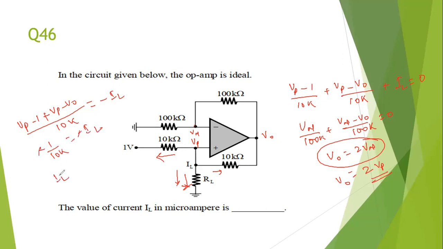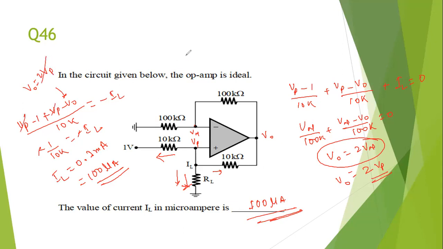So this IL is equal to 0.1 milliampere, and in microampere you can write 100 microampere. So the answer will be 100 microampere, which is the right answer. Why? Because V naught equals twice of Vp, and this twice of Vp cancels out. This is your right answer. Now come to the next question. This is a simple question based on your KVL.